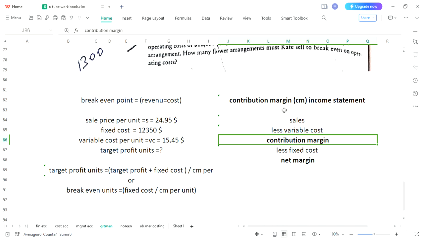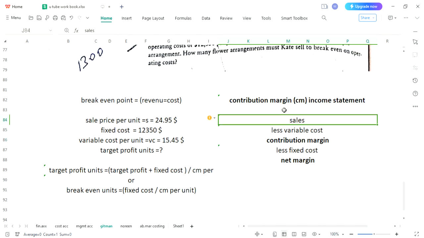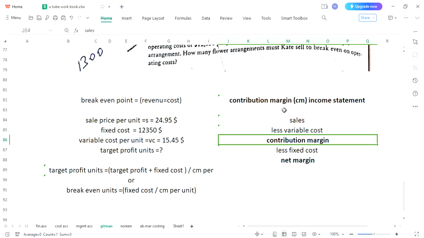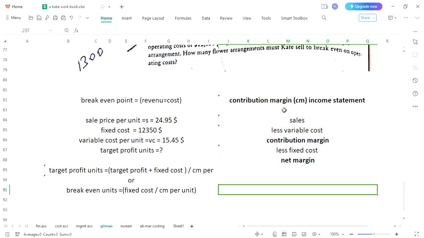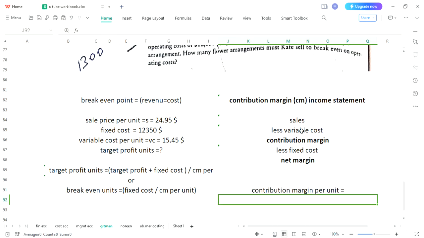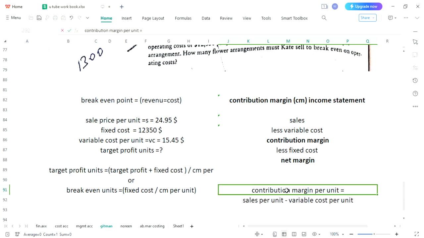From here we can derive our formula. If you subtract your variable cost from sales, you will get your contribution margin. In a similar way, you can calculate contribution margin per unit. How? Look at over here. When you subtract your variable cost from sales, you get contribution margin. So in a similar way, if you are taking sales per unit, please focus here, and you subtract variable cost per unit, with which you will get contribution margin per unit.